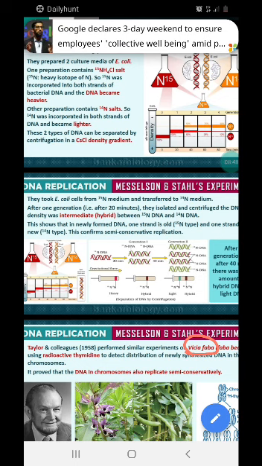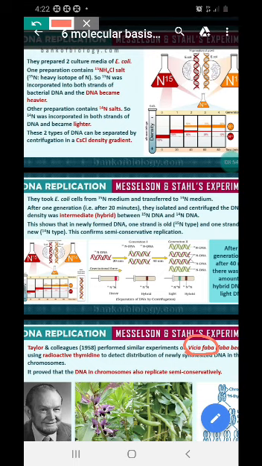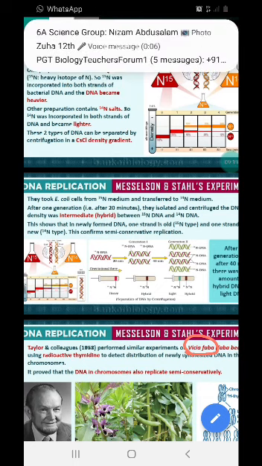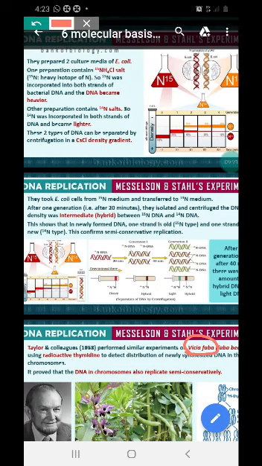What was the result? That the replication is semi-conservative. What do you mean by semi-conservative now? It means that a newly synthesized DNA will contain one strand from its parental side, from the parent, and the other one is a newly synthesized strand. Clear? One of the strands is conserved. That's why it is called semi-conservative. Clear, children?